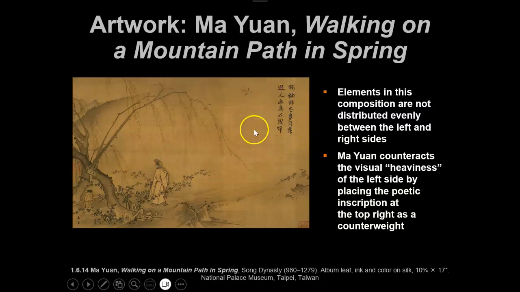So the bird, the poem, and these rocks and this piece of tree right here are all counterbalancing each other. Also, a nice thing in this piece is the directional line. It's an implied line, but it also takes us up to this side. So this also helps with that distribution of weights.